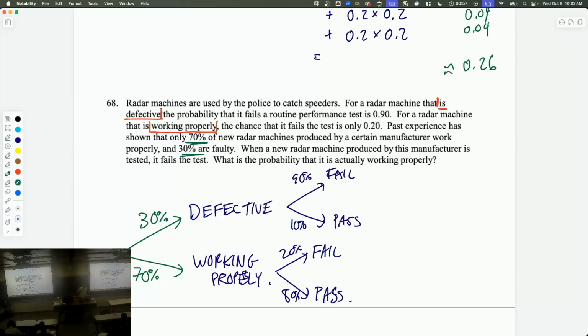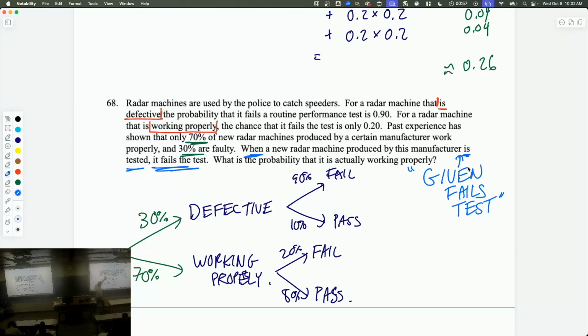Okay, now we have to parse the question. When a new radar machine produced is tested, it fails the test. So this is, again, coded language. When it is tested, it fails the test. This is a conditional probability: we are given that it fails the test. So, given it fails test. That is the way I would understand this little thing.